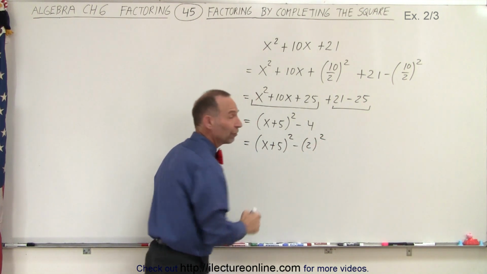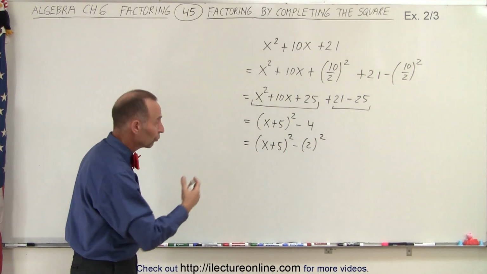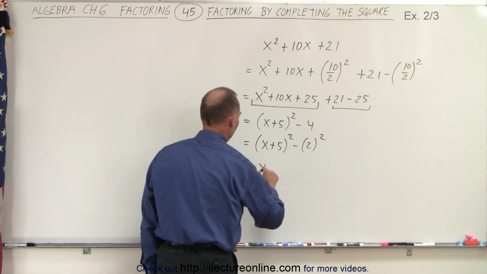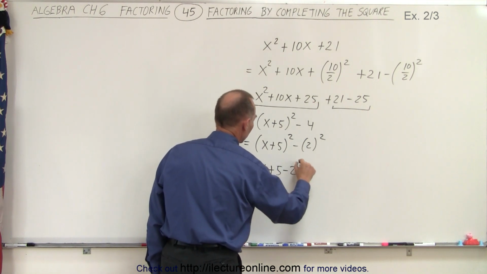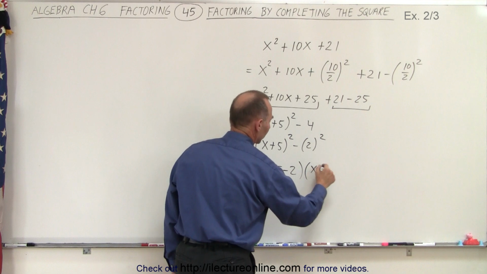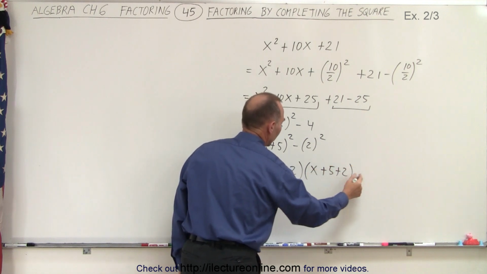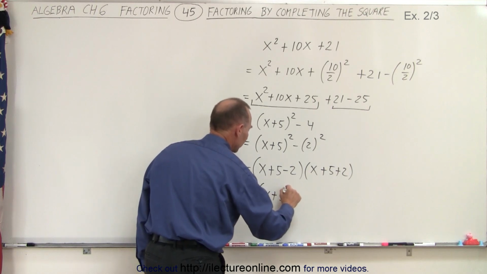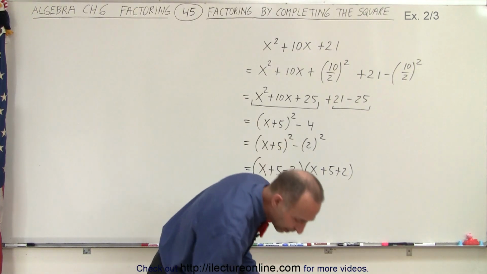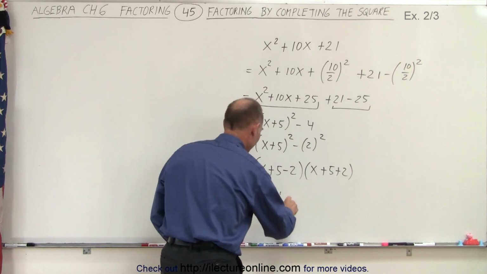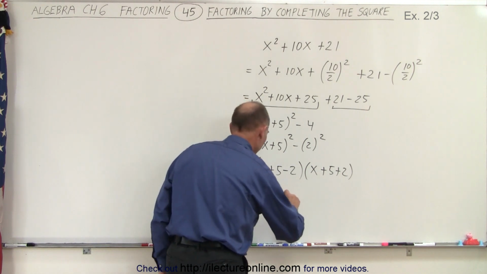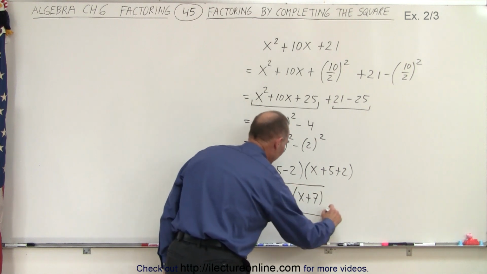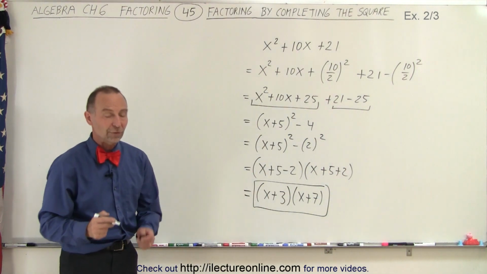And now we have the difference of two squares, which can be factored using that rule. So this can be written as x plus 5 minus 2 multiplied times x plus 5 plus 2. And combining like terms, this is therefore equal to x plus 5. Oh, not x plus 5, because 5 minus 2 is 3. So x plus 3 times x plus 7. And this is the factored form of our original trinomial.